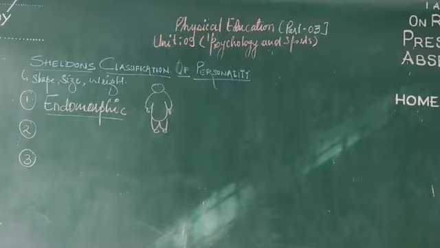So endomorphism is that kind of thing which consists of a person. We can classify a person who is endomorphic. It means they have a great amount of fat deposited in their body. They have a stocky body. They have a low physical fitness index. They have a large, round-shaped, pear-shaped body, right? And they are generally poor in physical fitness.